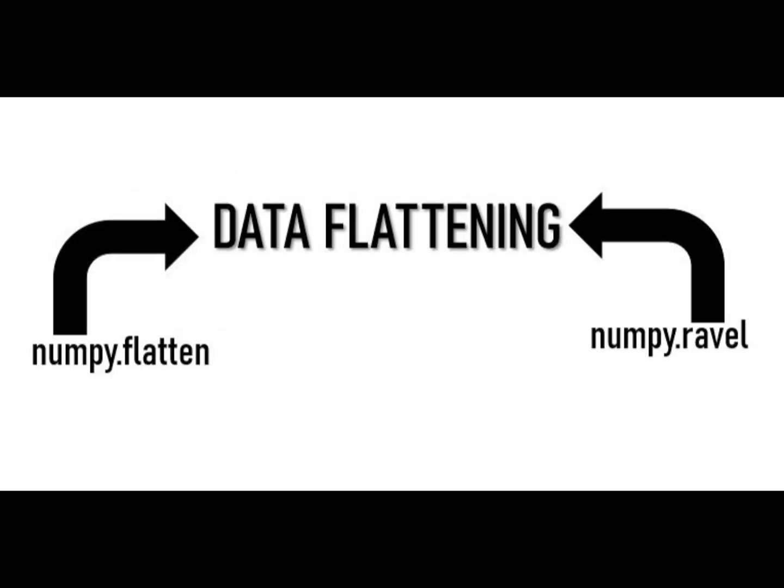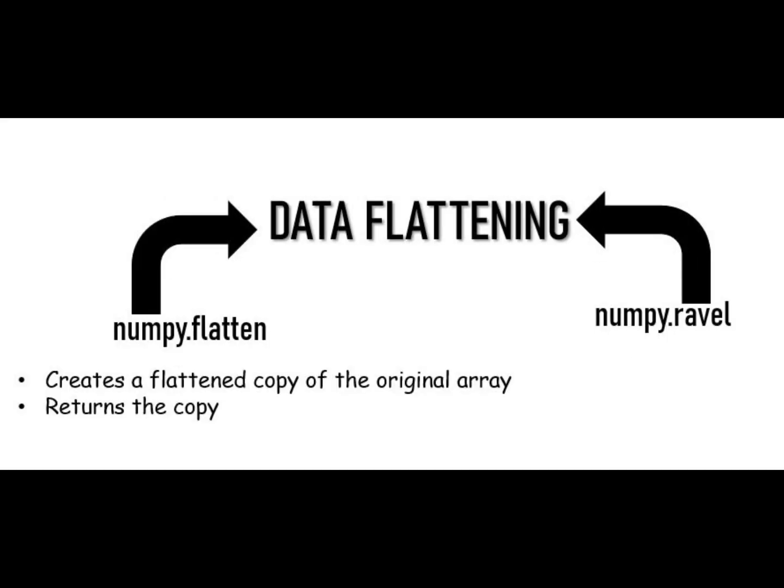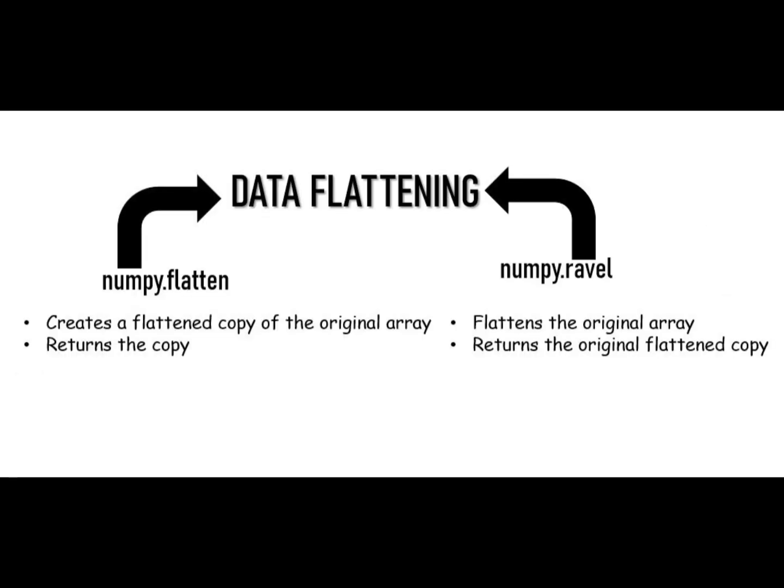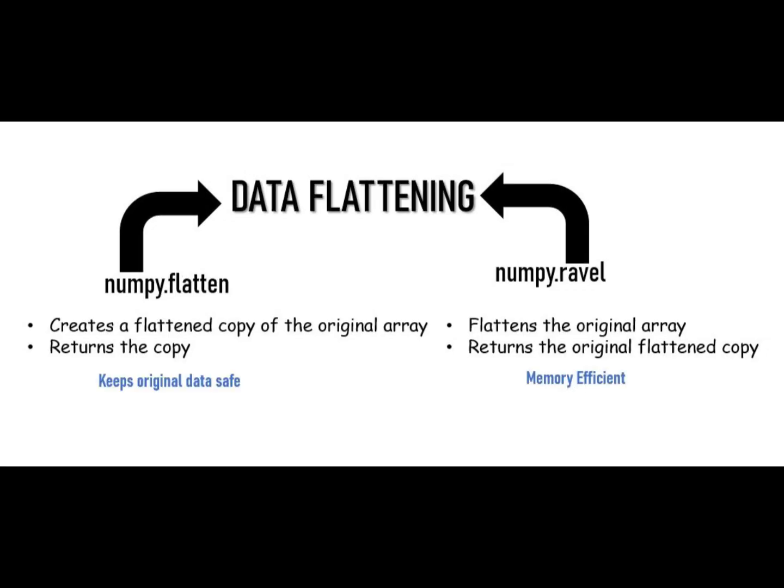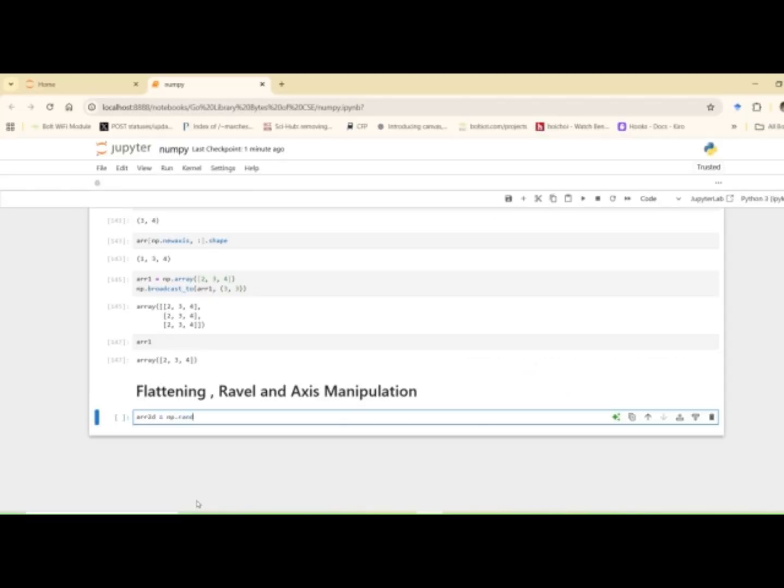The main difference between the two is that flatten creates a copy of the original array and returns that, whereas ravel does not create a new array. Therefore, if you make changes to a ravel version of the array, those changes will be reflected in the original array. Flatten, on the other hand, since it creates a new array, all the changes are made to the copy, leaving the original version intact. Ravel definitely is more memory efficient and is faster.